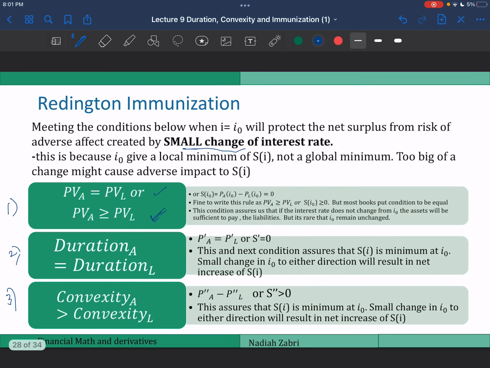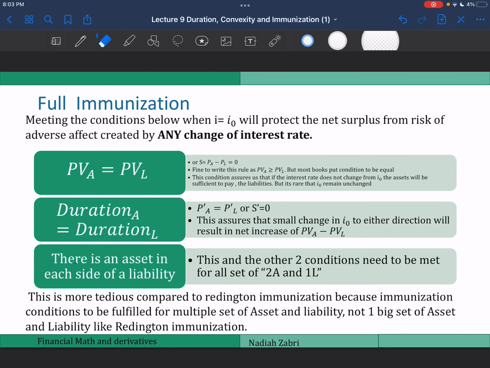Any movement, then our net position won't be impacted very much. Full immunization is said to be more foolproof in the sense that it can protect the net position against any size of change of interest rate. For Redington immunization, it is only going to protect the net position against a change of yield that is small enough. If it's too big, then it's not going to. So how to achieve this full immunization?